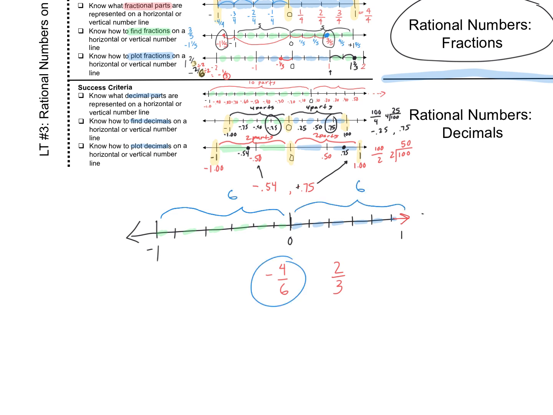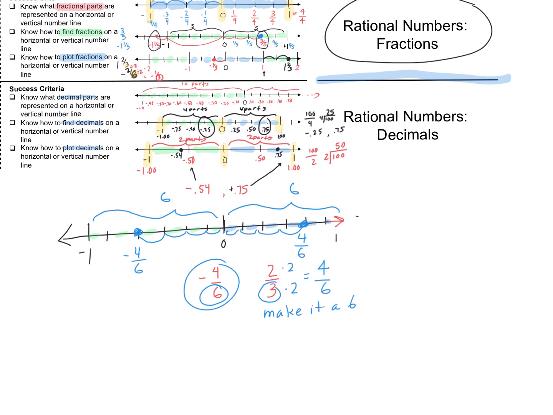For this one, it's really easy because I see the denominator is 6. So I go over 1, 2, 3, 4. I know that's negative 4/6. But this one has a problem because it's a 3. So how do I make it a 6? Oh, I just times by 2. That means I have to multiply the top by 2 also, okay? So I have to make it a 6. So write that little note. Make it a 6. So it would be positive 4 out of 6. So I'm going to go this way, 1, 2, 3, 4. So that would be my positive 4 out of 6.